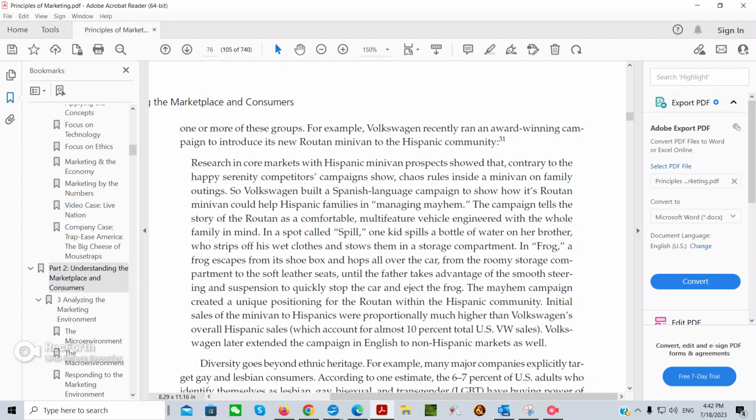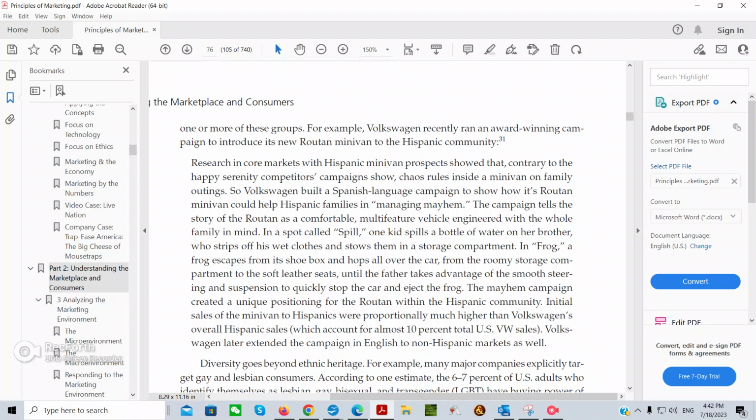Yeah, basically, that's a good point that the book has pointed out, because what they're focusing on is a customized product offering that will be liked by that demographic. Now, researching core markets with Hispanic minivan prospects showed that, in contrast to competitors' campaigns showing serenity, chaos rules in the minivan on family outings. So Volkswagen built a Spanish language campaign to show how its Routan minivan could help Hispanic families in managing mayhem.